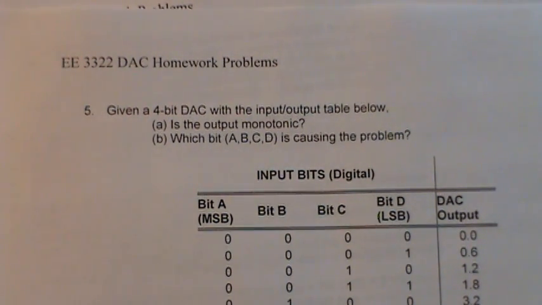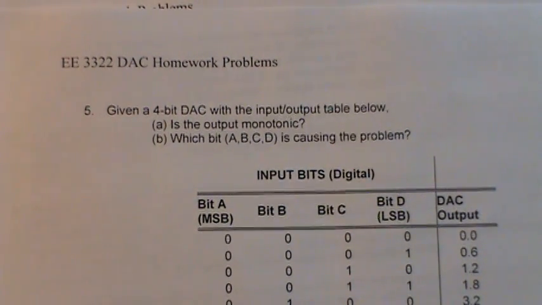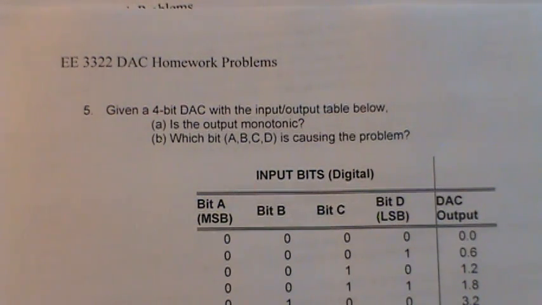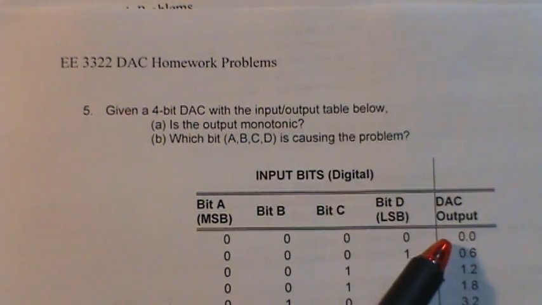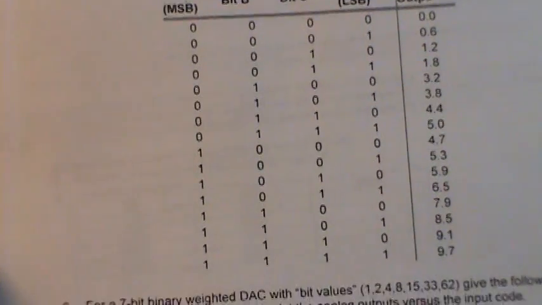In this next homework problem, number 5, out of the DAC set, we give you that it's a 4-bit D-to-A converter, and I give you the input-output. So there's the codes 0 through 1111, and then this is the actual voltage output. So it starts at 0 and goes up in this case to 9.7 volts.